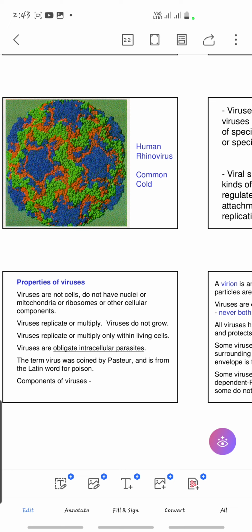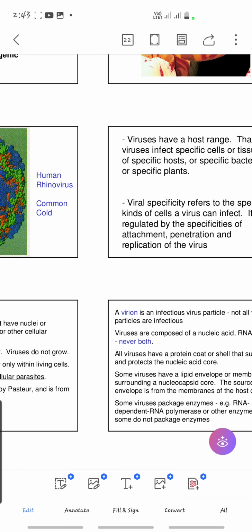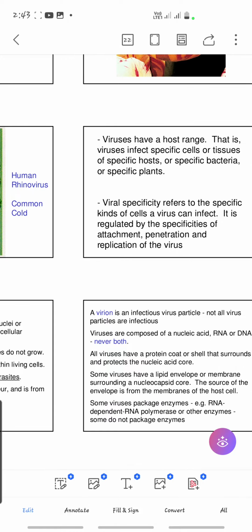Okay, the term virus was coined by, of course, the man himself, Louis Pasteur, and it is from the Latin word which means poison. Okay, so what are the components of viruses? Number one is a virion. A virion is an infectious virus particle.